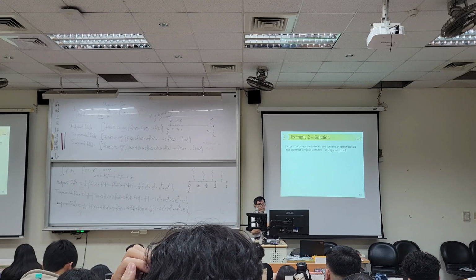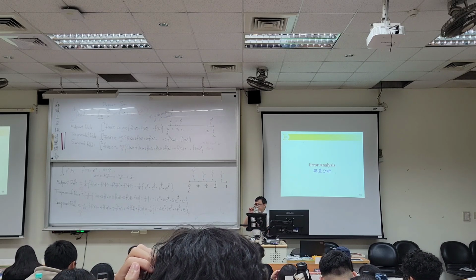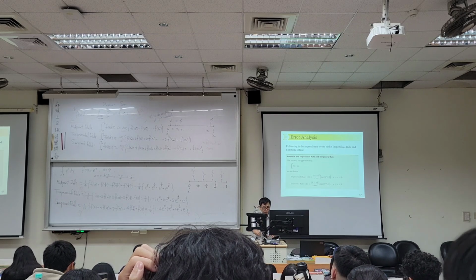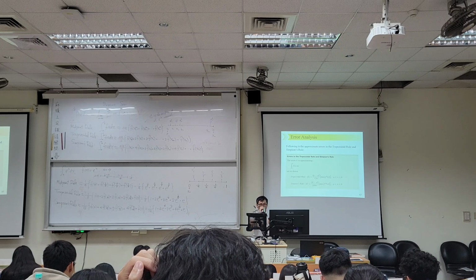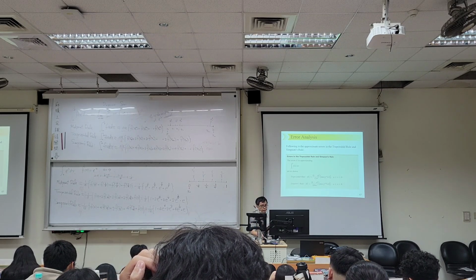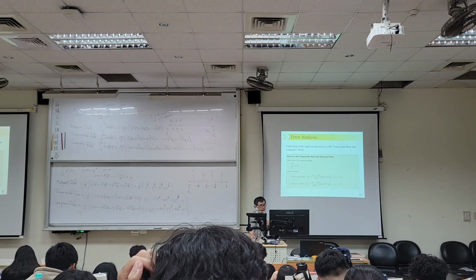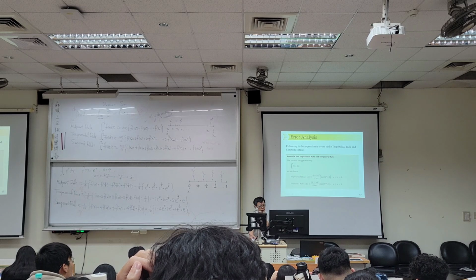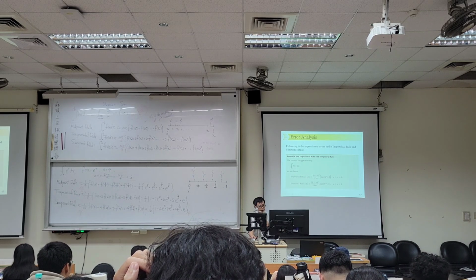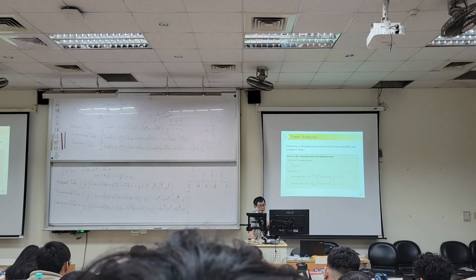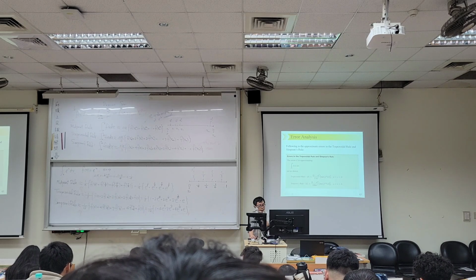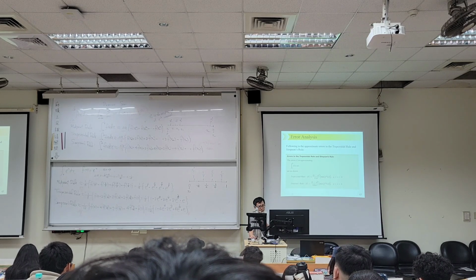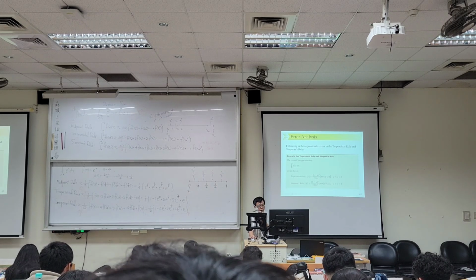Okay, let's try error analysis. Here, error analysis for approximating the integral from a to b of f(x) dx for both rules. In the trapezoidal rule, the absolute value of the error will be no greater than (b minus a) to the power 3, divided by 12n squared, multiplied by the maximum of the absolute value of the second derivative of f(x), for x between a and b.